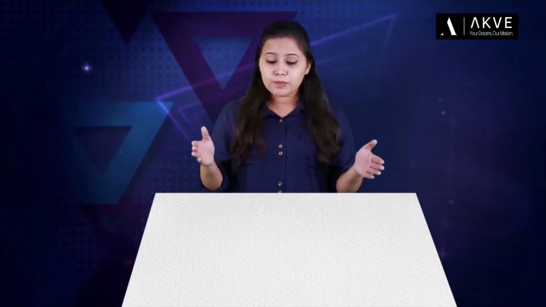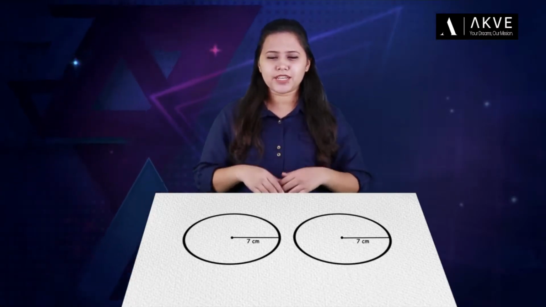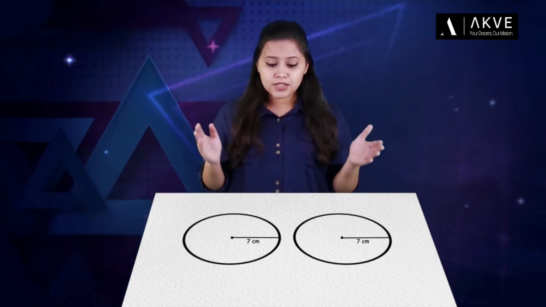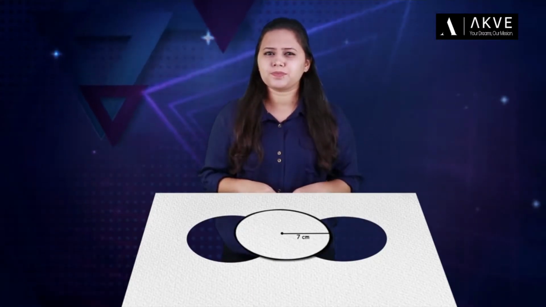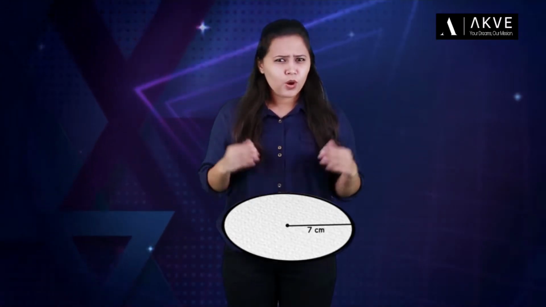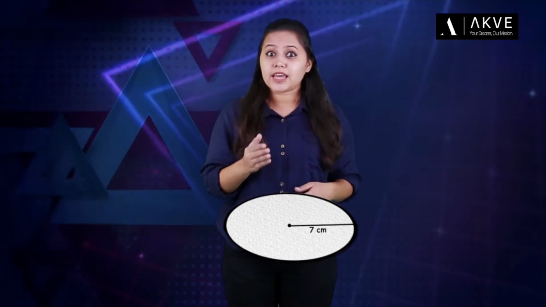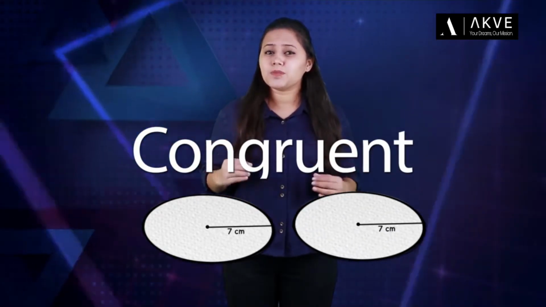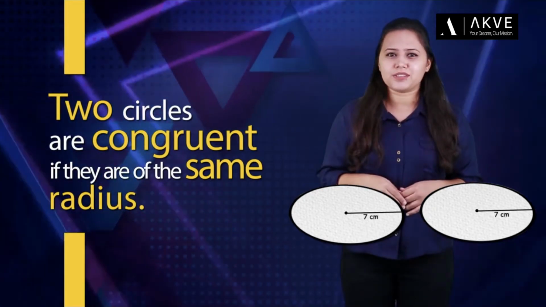Take a sheet of paper and draw 2 circles of radius 7 cm each. Cut these circles and place one over the other like this. These circles completely cover each other. What does this tell you about these circles? Yes, they are congruent. This means 2 circles are congruent if they are of the same radius.